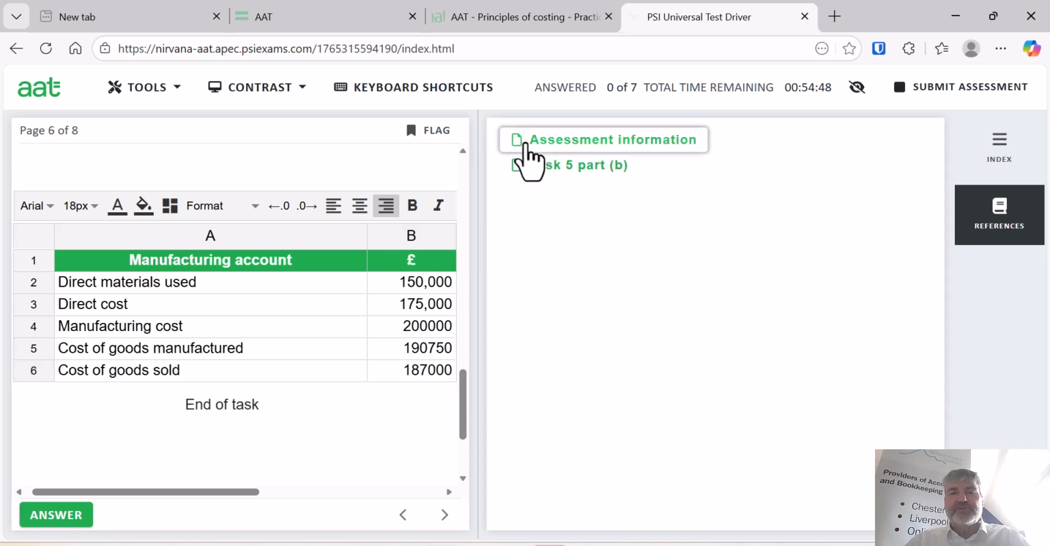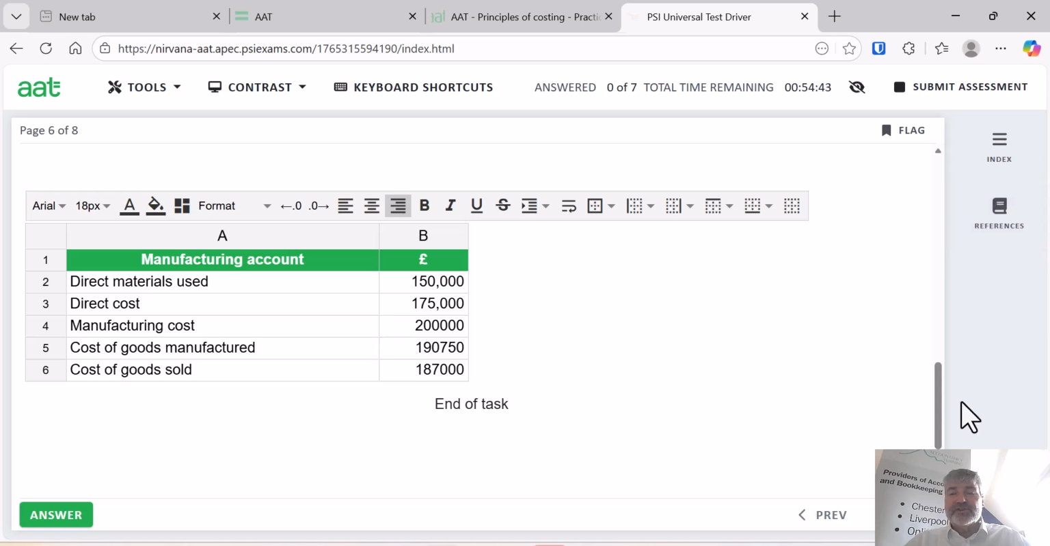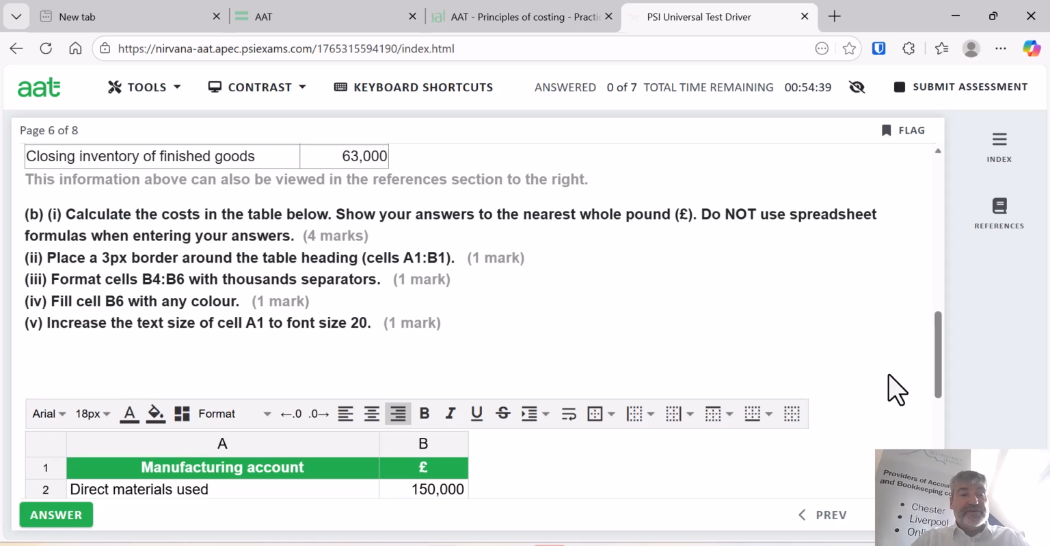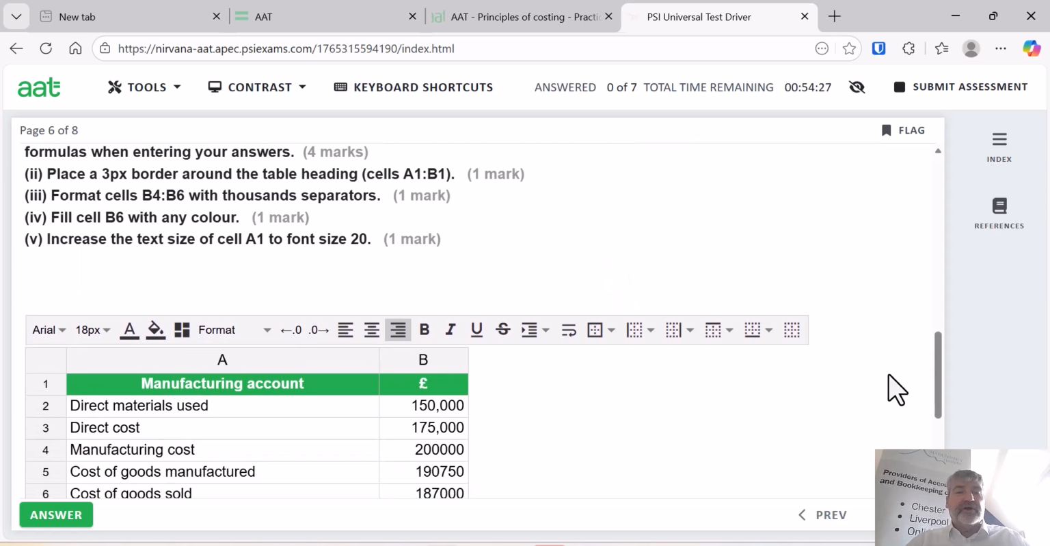So let me just close down that reference information, because to finish off this task, I'm going to have to go for those spreadsheet skills points. I've got my numbers in there. I now need to do some formatting. So I'm asked to place a border around the table with a certain line thickness, but not round the whole table, just cells A1 to B1.